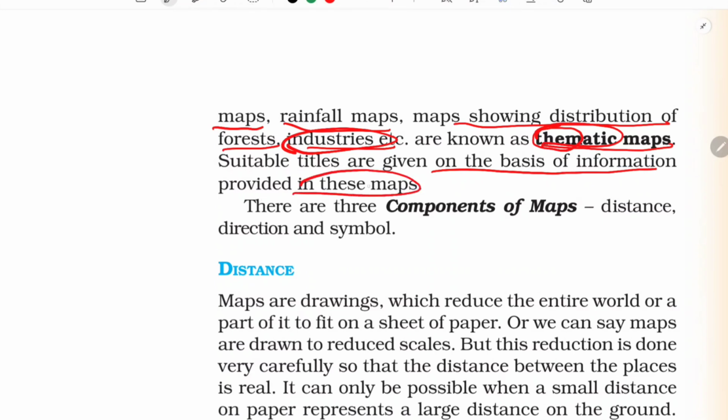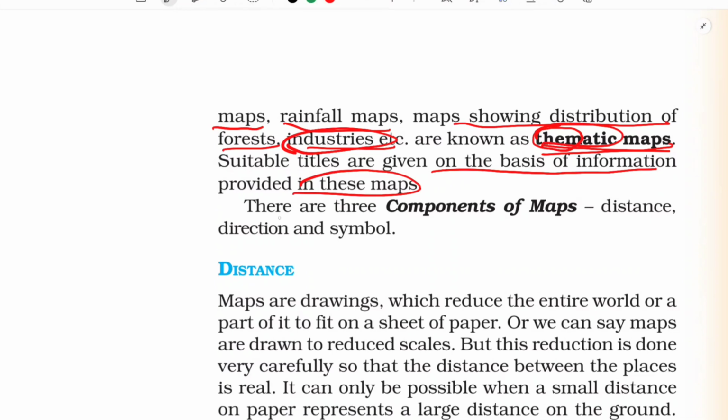So under thematic map, based on the information which you are providing in the map, suitable titles are being given. So such maps are what? Thematic maps. For example, in history, when you are learning about history, some old sites are given, isn't it? On a map they don't show all of the states or all of the cities, only some sites are being given. For example, in the Harappan site you will only see some famous Harappan cities like Mohenjo-daro and all. So such maps are known as thematic maps.